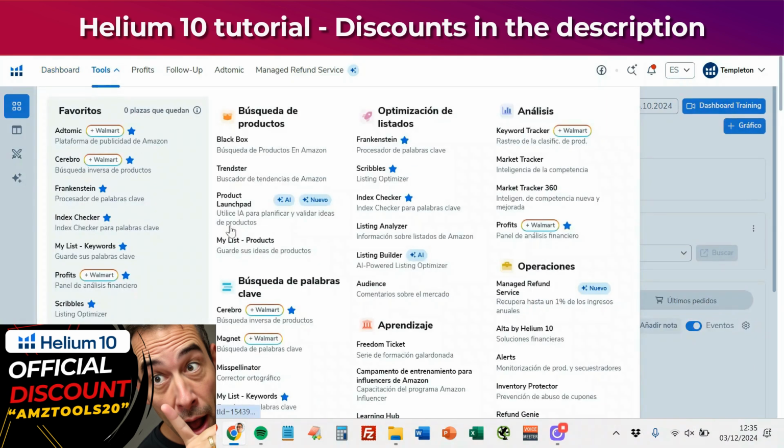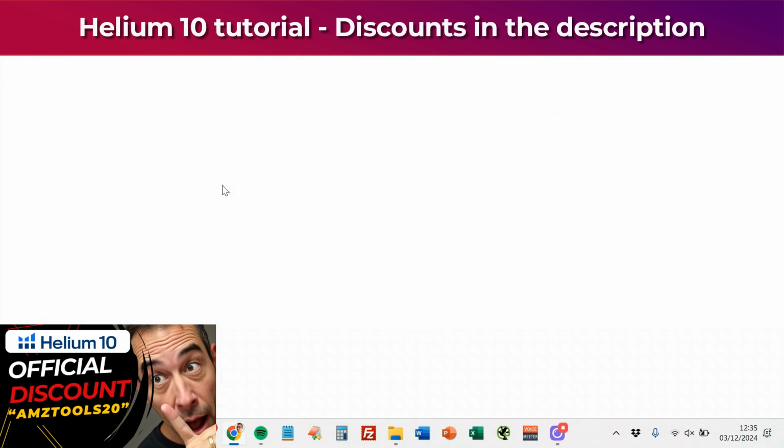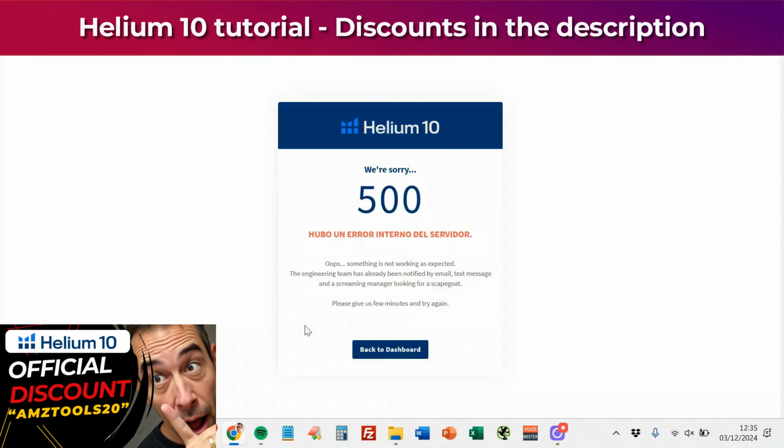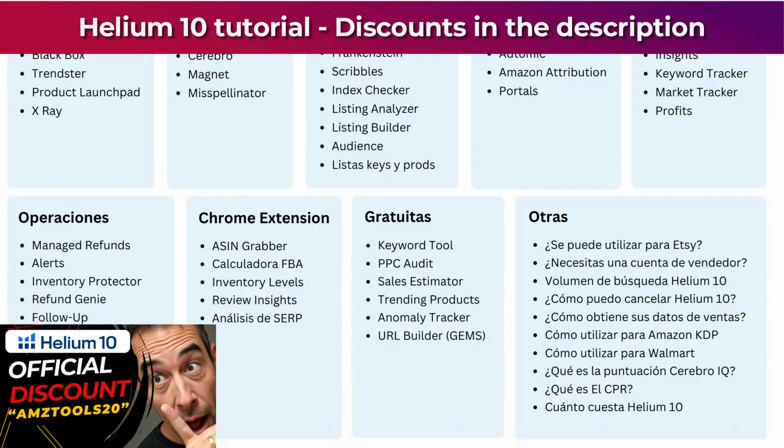Let's see. Product listing. Oh, it crashed. We won't be able to see it. Well, basically you can take the product and send it to Black Box, send it to Cerebro, send it to Market Tracker, etc. But at this moment it didn't want to work. A shame. All right, let's move on to the next thing, which is the marketing tools.